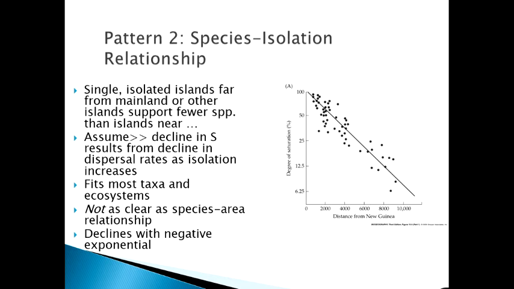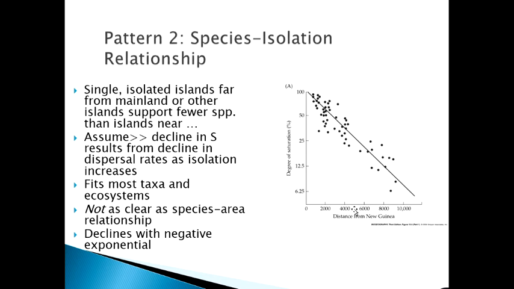The second pattern that we need to consider is less universal, but still important nonetheless, and that is the species isolation relationship. Namely, if you imagine a large mainland, a continent, and then islands separated from it by progressively larger and larger distances, the islands that are closest to the mainland will have the highest diversity, and then that diversity will decline in S, richness, as you go away from that mainland.